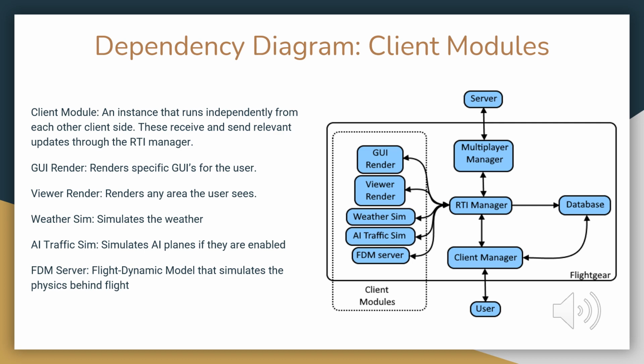And then when we're looking at the viewer's render, it's about the view and how it can enhance the view of the software or of the program to make it nicer to look at and also easier for the user to interact with. The weather sim is basically a simulation of weather given by the data set, showing if it's rainy, if it's cloudy, whatever it is. The AI traffic sim simulates the AI planes if they are enabled. And the FDM server is a flight dynamic model that simulates the physics behind the flight.